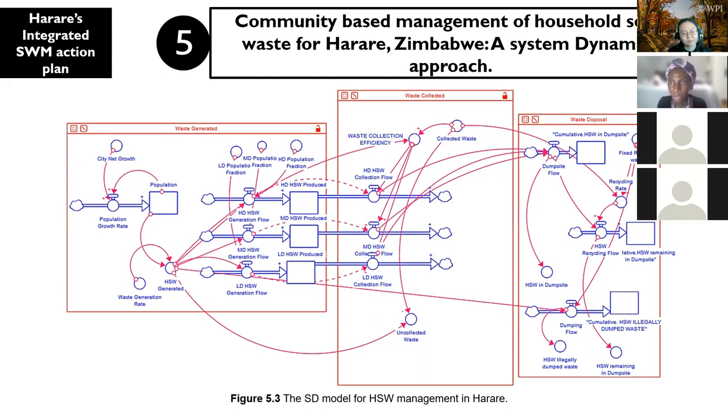They also have cars to take their own waste to the dump site, which is not the case in high density areas. So we wanted to separate those. So when we calculated the household solid waste generated, we split it into the different socioeconomic classes, and we got data from the municipality, which has estimates on the percentages of each of these socioeconomic classes.